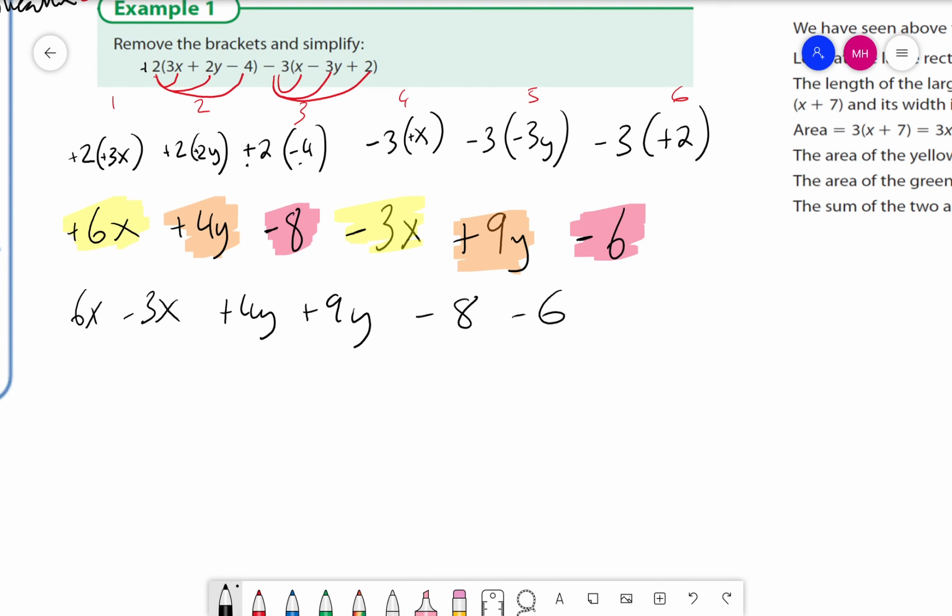So let's calculate. What's 6x minus 3x? Well, if you had 6 pens and you then took away 3 pens, you'd only have 3 pens left. So 6x minus 3x will give you 3x. 4y plus 9y. So 4 apples plus 9 apples is going to give you 13 apples. So 4y plus 9y is 13y. And minus 8 minus 6 will give you minus 14. In other words, if you lost €8 and then lost another €6, you'd have lost €14. That's as far as you can bring the question.